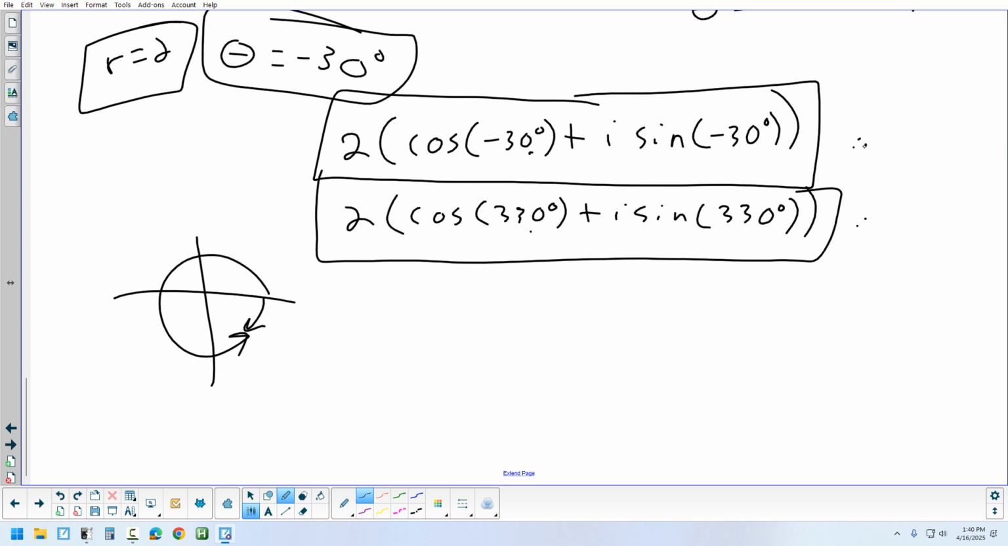So on the test, are you always going to stick to degrees or always radians, or are you going to have a mix? I think there's some degrees and some radians on the test.